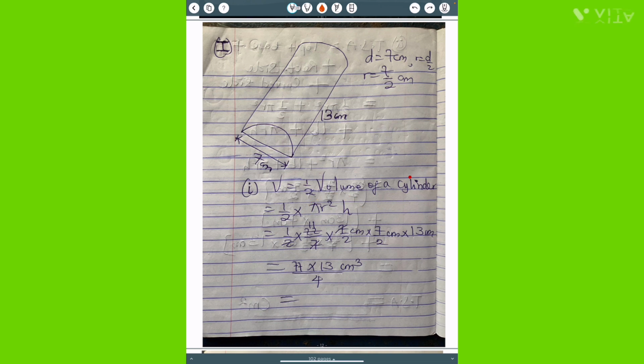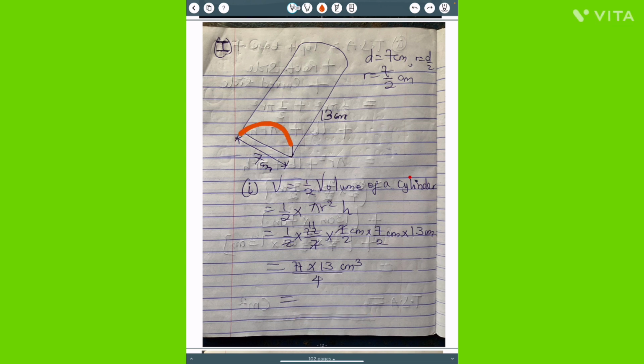So, put the values. The diameter is 7. Radius will be diameter over 2, which is 7 over 2. That gives you 7 over 2 times 7 over 2, where radius should be. You put your answer here. Exactly. Then the surface area is simple to find.